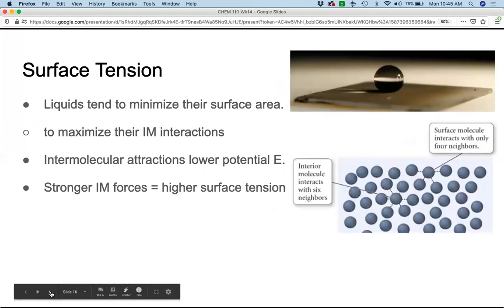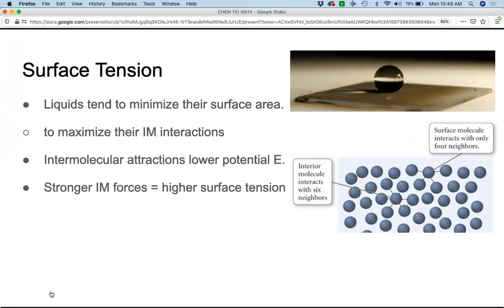So we're going to talk a little bit about properties. Specifically, we're going to talk about surface tension. Liquids tend to minimize their surface area. If you have ever looked at, for example, water droplets on a glass or on a surface and wondered, well, why do they even form drops? Why do they form spheres? This is because of surface tension.